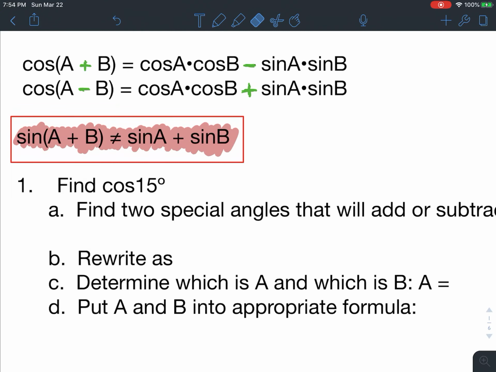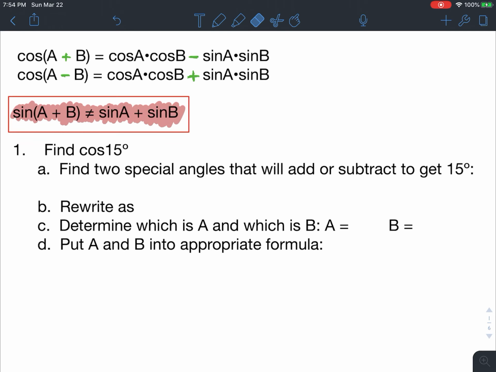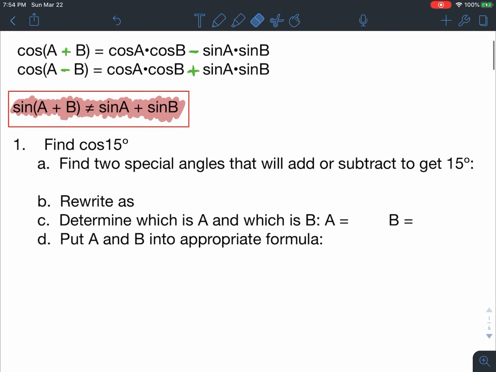Okay, so let's use this in an example. Find the cosine of 15 degrees. Now, I don't know what the cosine of 15 degrees is, and you probably don't either. But what we're going to do is use one of these formulas to help us get the cosine of 15. So I have some steps written down here, A, B, C, and D.